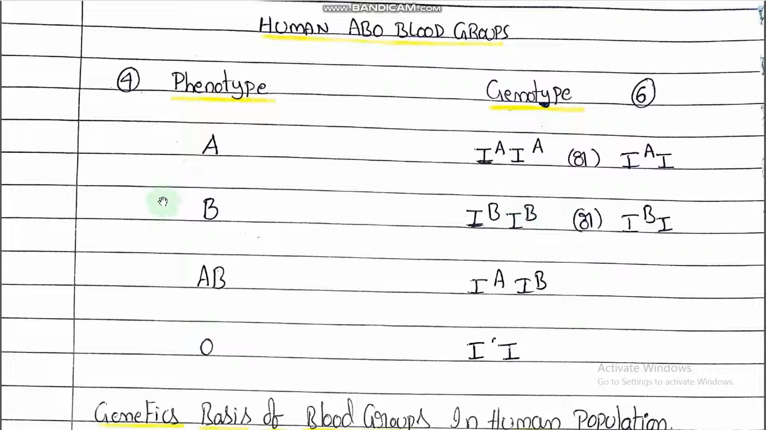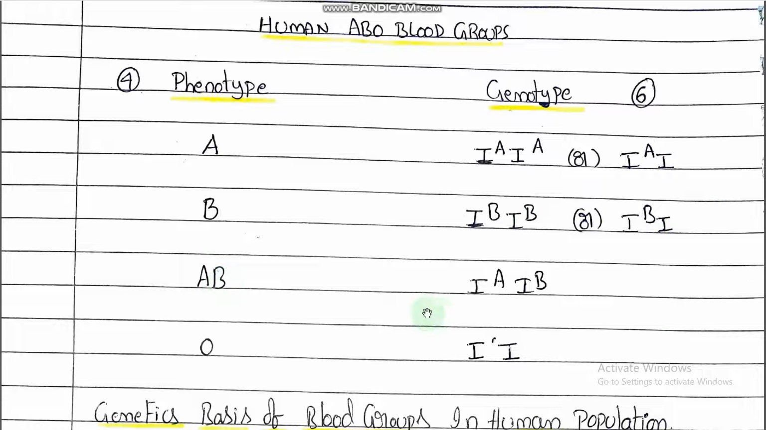IB and IB, B blood group, like that. IB and small i, this is also B blood group. Here also IB is dominant over small i, so B is only phenotypically expressed. So this is the combination. So for a B blood group person, for example, your blood group is B, what type of genotypic combination do you have? Either IB IB or IB i. Either this or this, right?